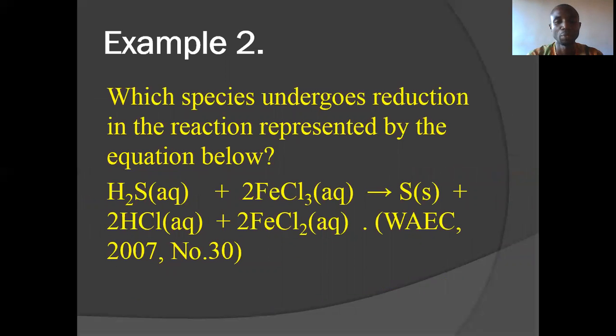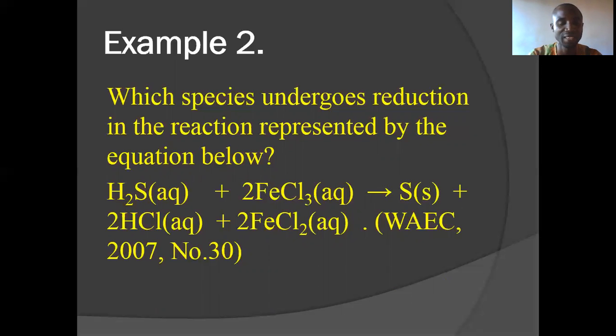Let's take some examples also. Question 2007, number 30, WAEC question. The question says, which species undergoes reduction in the reaction represented by the equation below? In this kind of question, either the one that undergoes reduction or the one that undergoes oxidation, you need to analyze the question from the reactant to the product. Compare each element or substance in the reactant and the product to know the one that is reduced, if you are asked for reduction.